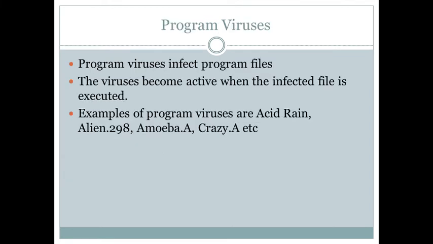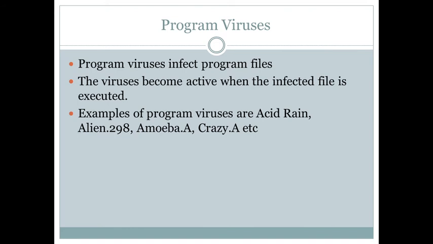So a program virus infects program files. What kind of program files? Program files have extensions like .com, .exe, .sys, .dll. Program files are the files on which we do our work in daily life. So it can be any Microsoft Office Word file, it can be any program. So a program virus infects the program files.